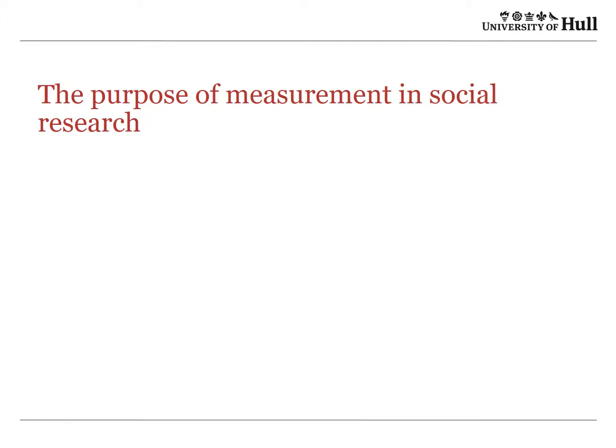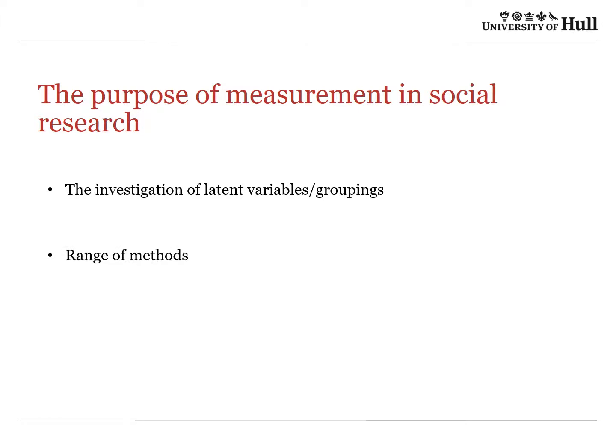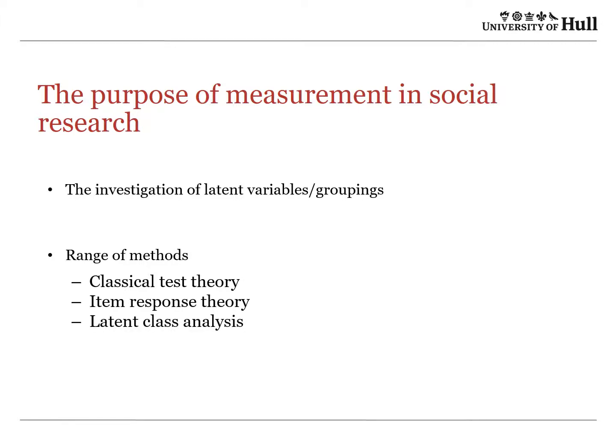The purpose of measurement in social research is to investigate latent variables or latent groupings, and there are a range of methods for doing this. Most commonly, classical test theory, which includes methods like factor analysis and reliability measures like Cronbach's alpha. We'll come back to factor analysis later in the session and compare it with item response theory, which is the subject of this session. And there's also latent class analysis, which looks at groups of people rather than groups of variables.